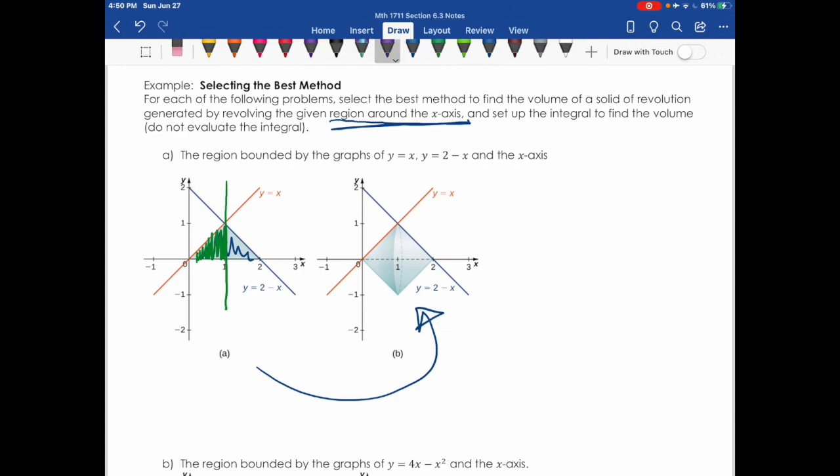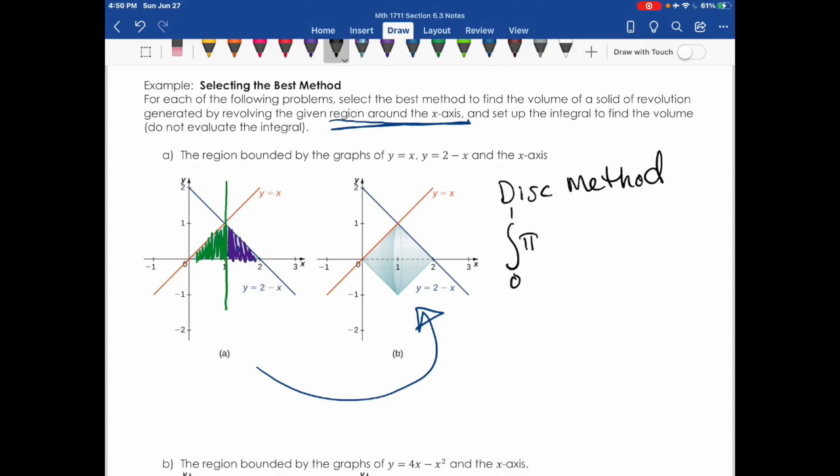So taking a look at this, on the interval from 0 to 1, we have y equals x as the upper function. And then looking at the interval from 1 to 2 in purple, we have a different function, which is 2 minus x as the upper function. So although we could do it using the disk method, we would have to use two integrals. Using the disk method, we would set up the integral for the interval from 0 to 1.